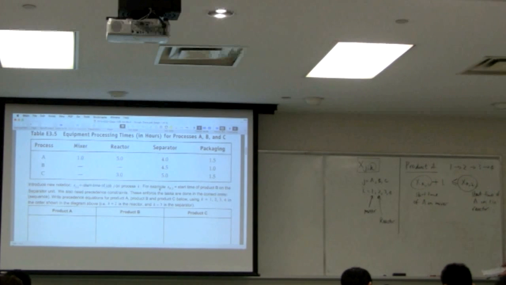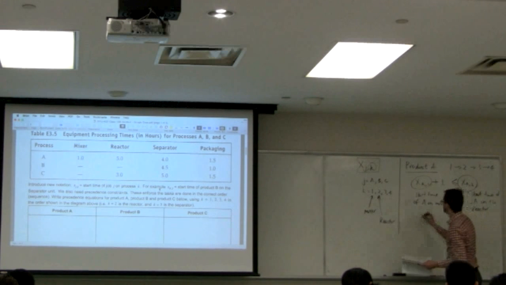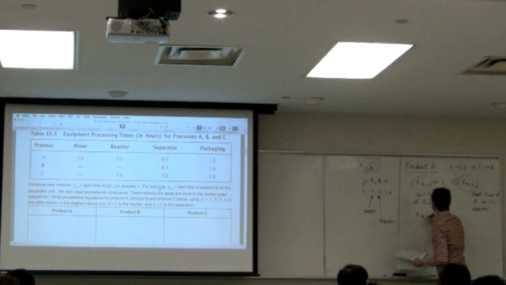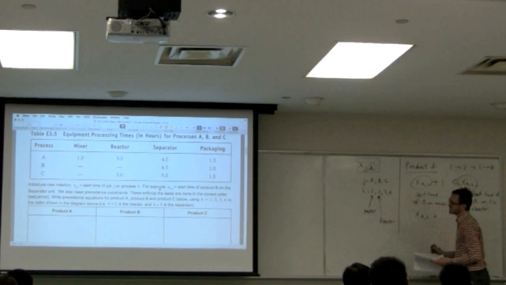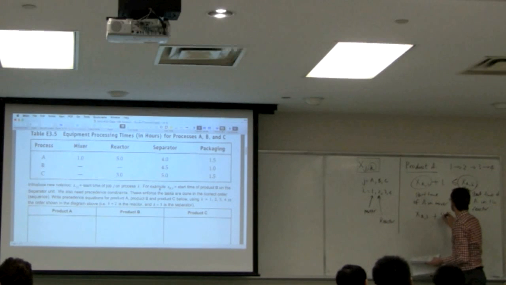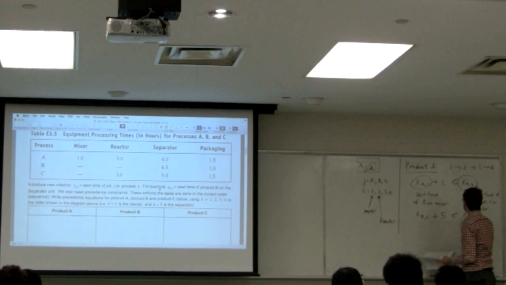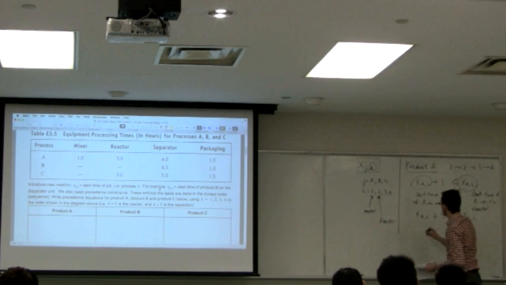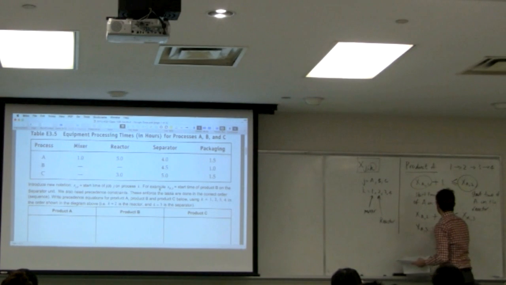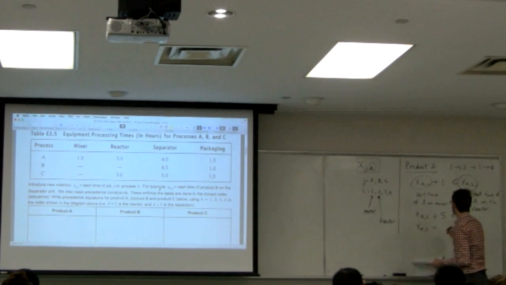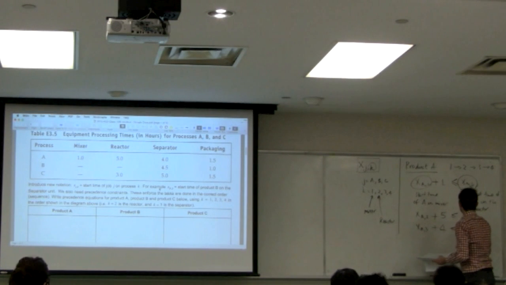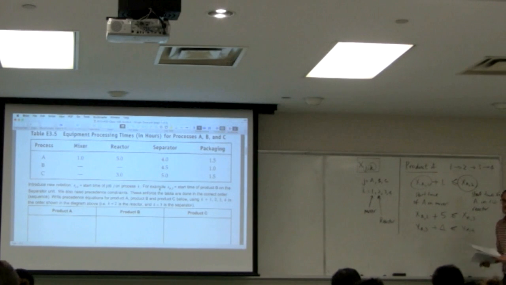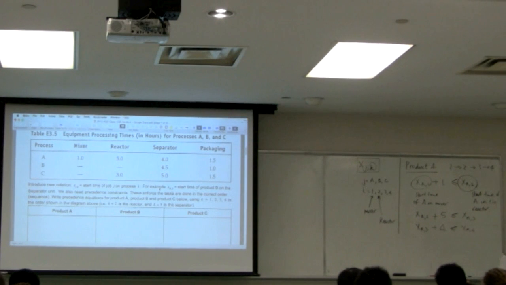Okay, so I said 1 constraint per arrow, so 1 to 2 we've done. Let's do 2 to 3. Well, that's very similar. XA in the reactor plus the reaction duration of 5 hours must be less than or equal to XA3. And then the final arrow is XA in step 3 plus the duration in the third unit, the separator, must be less than XA4. Okay, so 3 constraints for 3 arrows for product A.